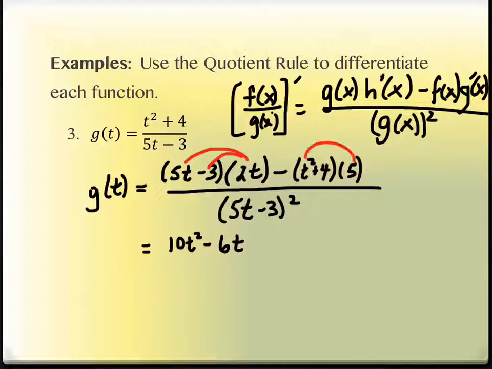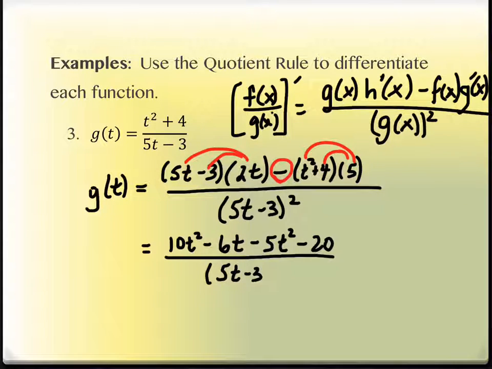And then on the denominator, I'm going to multiply the 5 through, and there's a negative as well, so both of my pieces are going to change signs. So I'm going to have negative 5t squared and negative 20 all over 5t minus 3 squared.